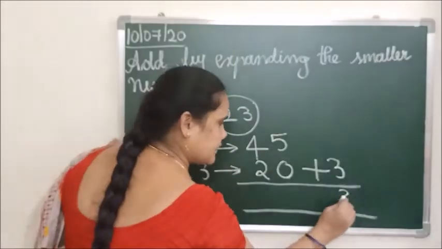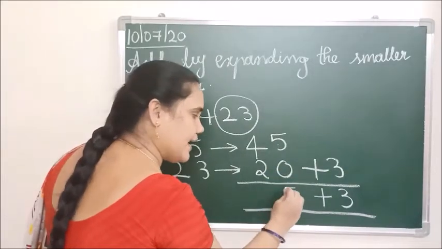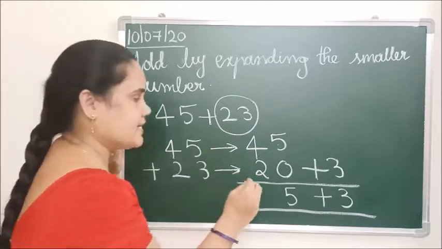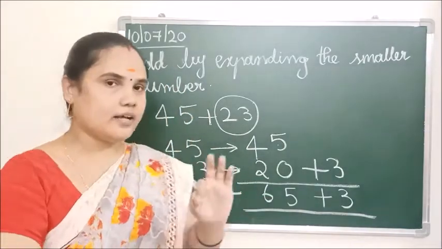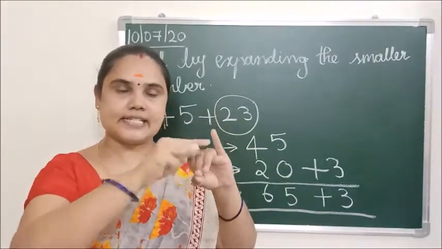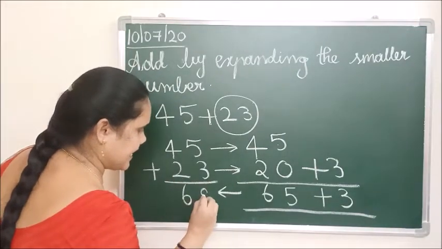Here no number. So 3 plus 5 plus 0 is 5. 4 plus 2 is? Yes, 6. How much is 65 plus 3, children? After 65: 66, 67, 68. So what is the answer? 68.